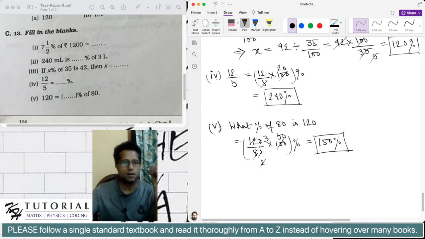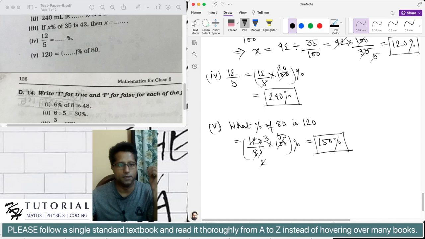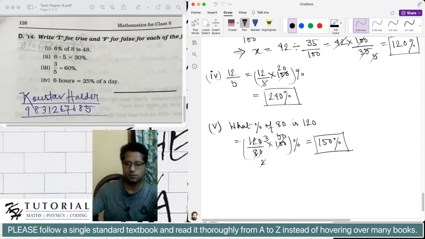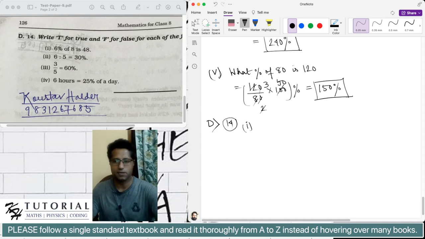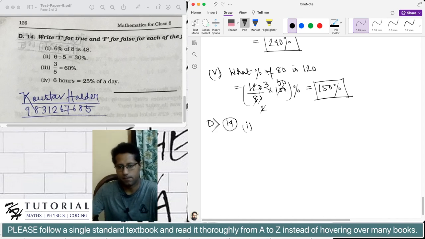Okay, let's do section D. These are true false statements. Section D, question number 14, part 1. It is saying that 6% of 8 is 48. Let's find out what is 6% of 8.